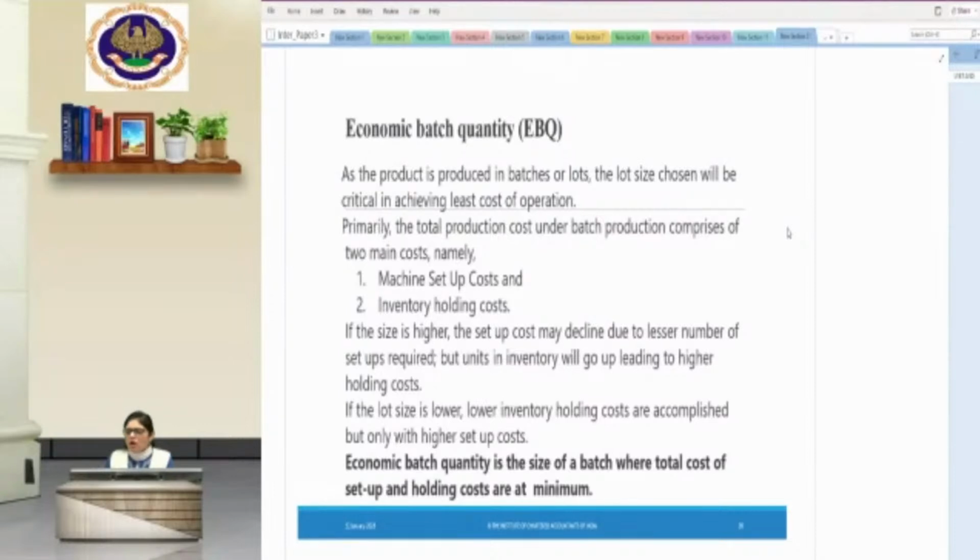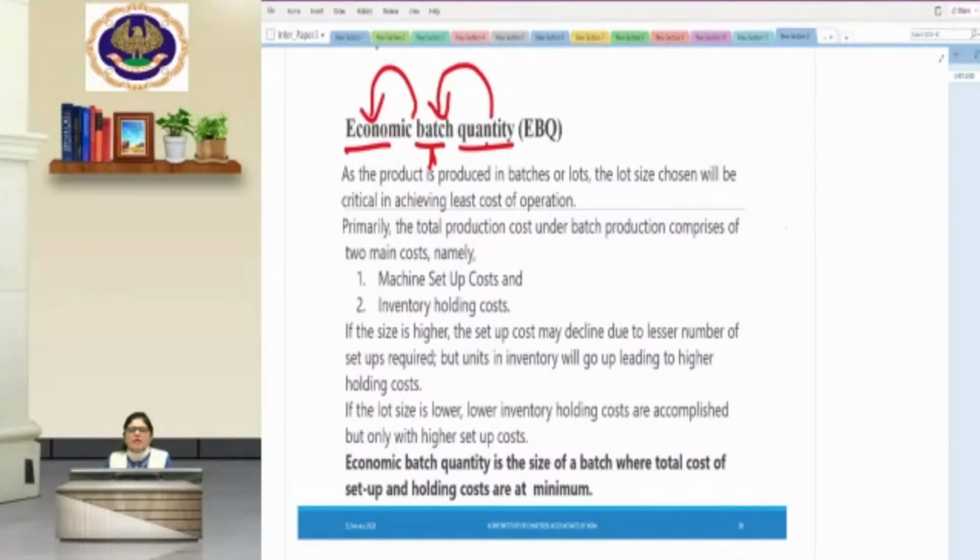All right. So how many units you should manufacture in one lot that would give you the minimum cost? That is the significance of economic batch quantity. How much should be the quantity in one batch so that it is economical for us? The cost is economical. I'm repeating, how much quantity we should manufacture in one batch. Clear? So that the cost is the minimum.